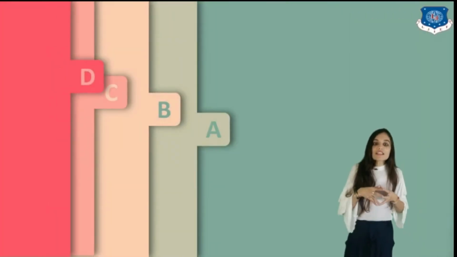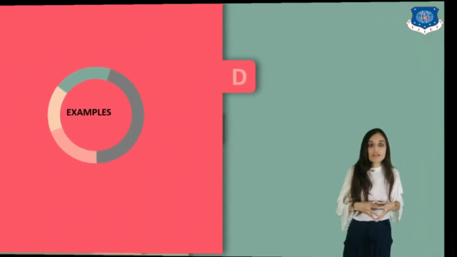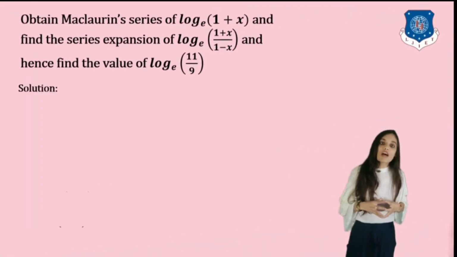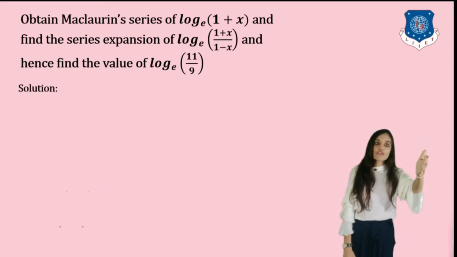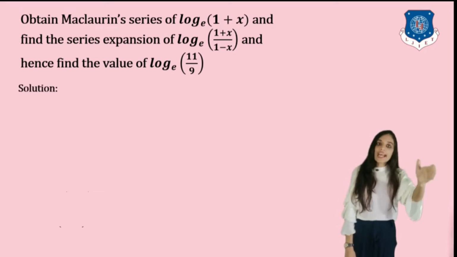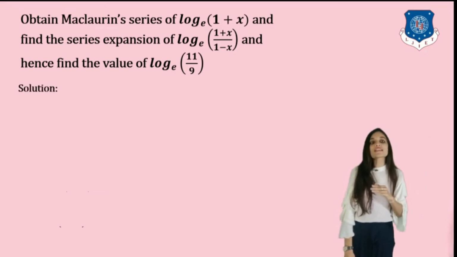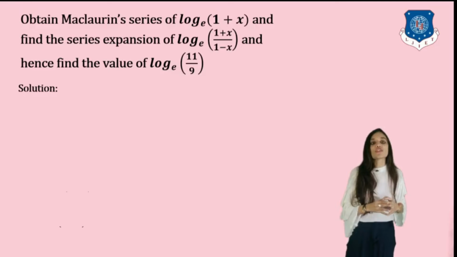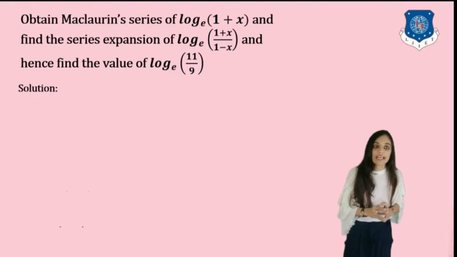Next, let us solve a few more examples based on Maclaurin series. So our example goes as, obtain the Maclaurin series of log 1 plus x and using it find the series expansion of log of 1 plus x upon 1 minus x and hence find the value of log 11 by 9. Log to the base e means ln, so that is natural log. Now let us begin with our solution.